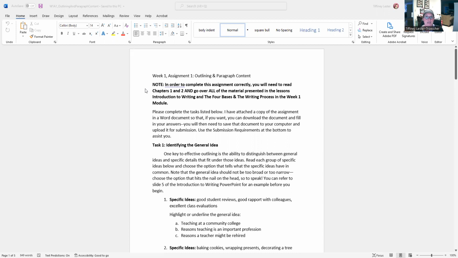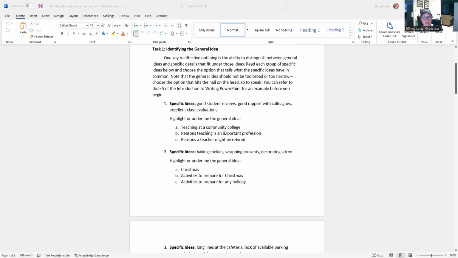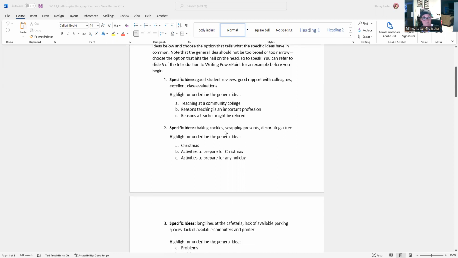This assignment has 3 tasks involved, and what I have done is attach a file to this instruction area, and that file is exactly what I'm showing you here on my screen. A blank version of the assignment, right? No answers have been filled in. It's just the questions that you have to complete.